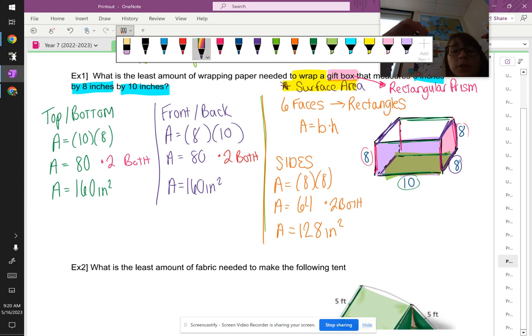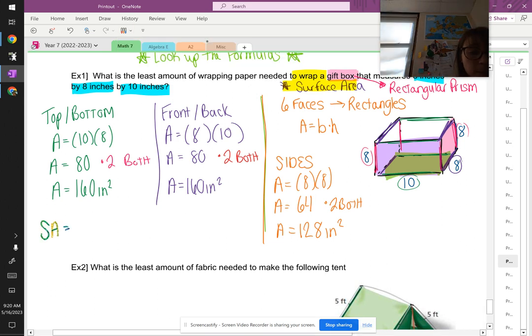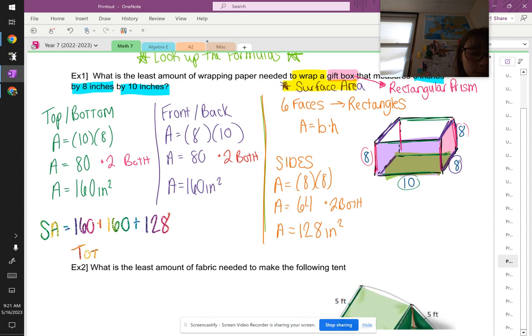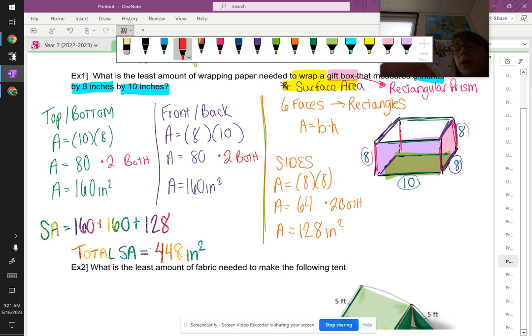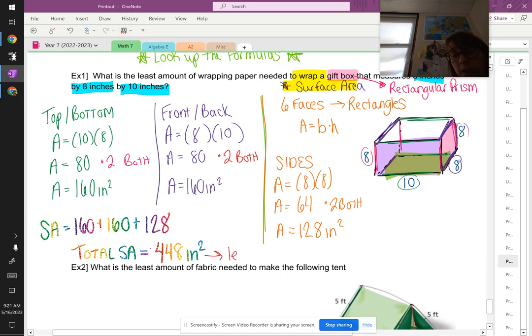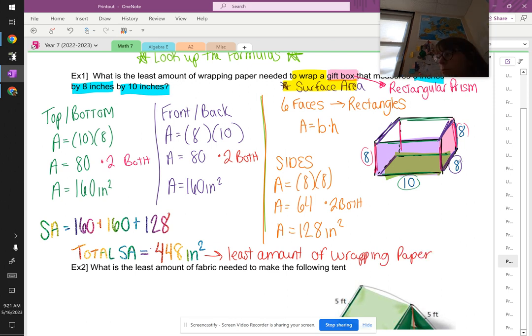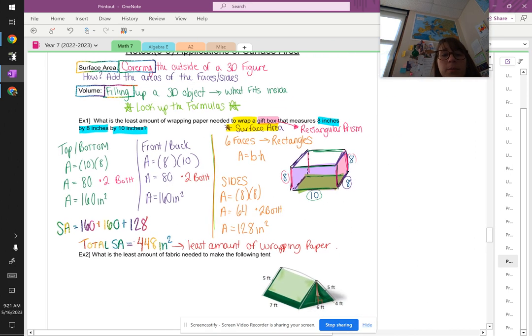So we still haven't quite finished. We need to find the total surface area. 160 plus 160 plus 128 gives us a total surface area of 448 inches squared. And just so we make sure that we're answering the question, this is the least amount of wrapping paper necessary. And there is example numero uno.